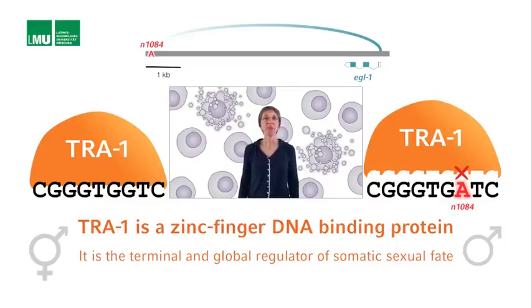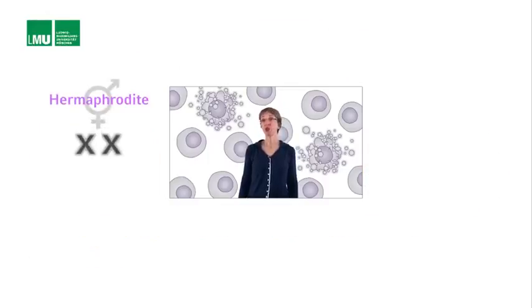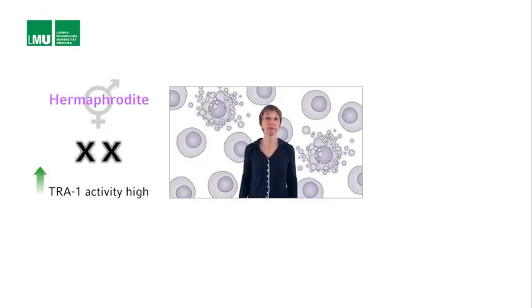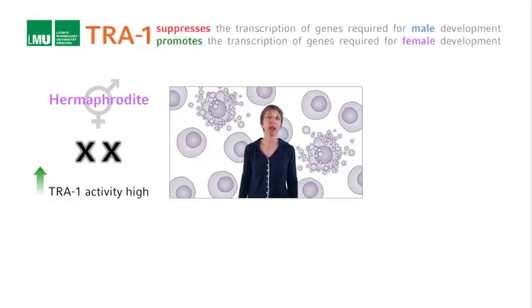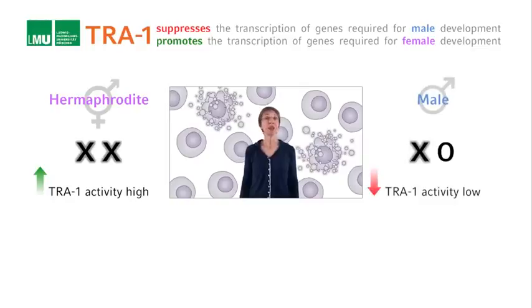What does this mean? It means that the activity of TRA1 determines whether a worm differentiates into a hermaphrodite or a male. In embryos that carry 2 X chromosomes, TRA1 activity is high. TRA1's function is to suppress the transcription of genes required for male development and to promote the transcription of genes required for female development. For this reason, an embryo with high levels of TRA1 activity will differentiate into a hermaphrodite. Conversely, in embryos with only 1 X chromosome, TRA1 activity is low. For this reason, genes required for male development can be transcribed. Consequently, such an embryo will differentiate into a male.